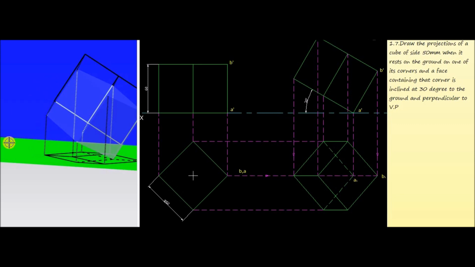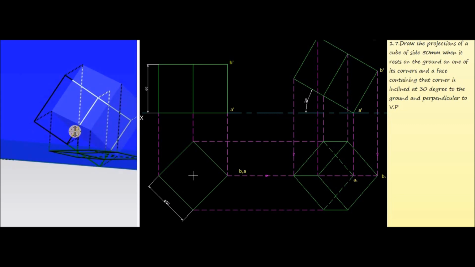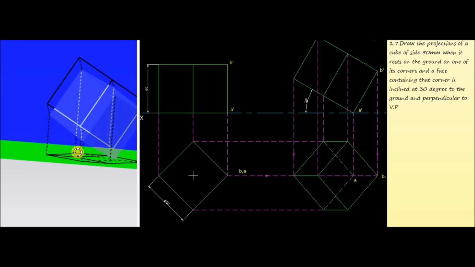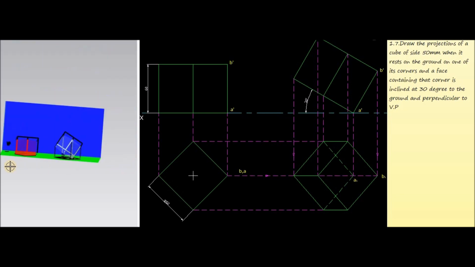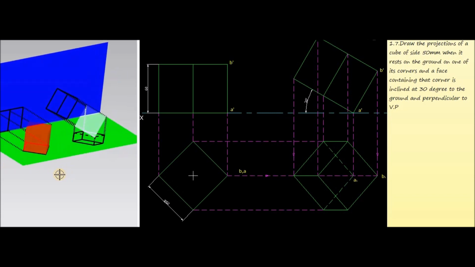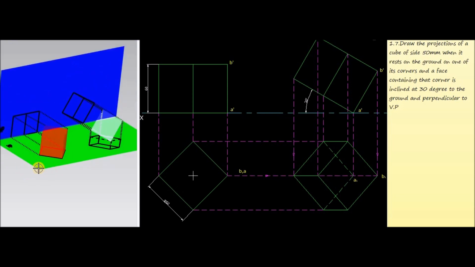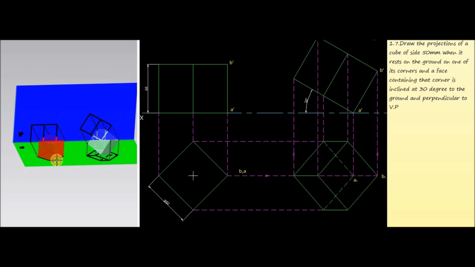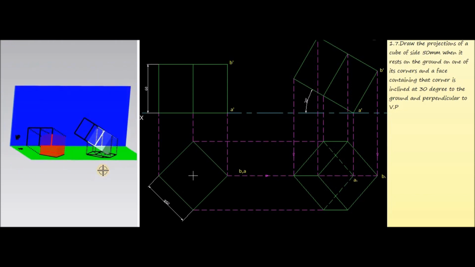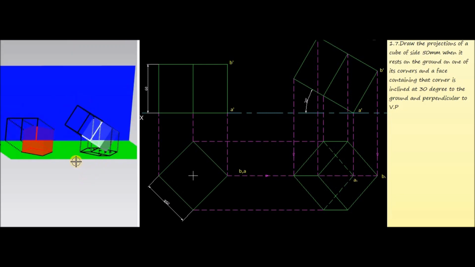This is the vertical plane. So you can see the bottom face here. Now that bottom face is perpendicular to the vertical plane. This three-dimensional geometry satisfies all the conditions. First of all we have to consider a cube which is resting on HP. Now we have to tilt that cube in such a way that one of the bottom edges containing the bottom face makes an angle of 30 degrees to the ground and is perpendicular to VP.